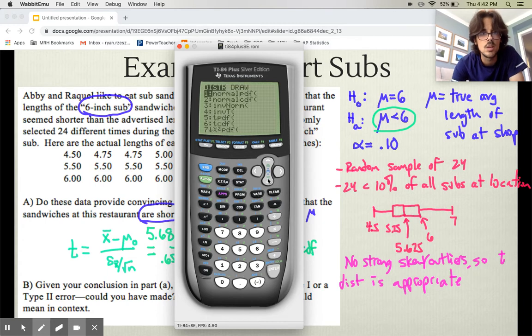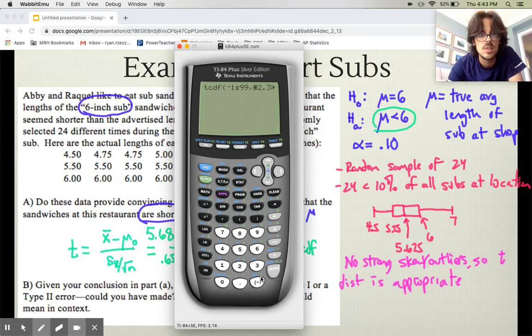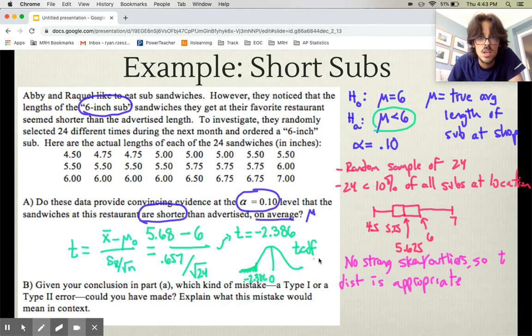Let me see if I remember. I don't remember what order the commands go in. So I'm going to choose second distributions. I'm going to go TCDF. My lower is a small number, that's fine. My upper was negative 2.386. In my degrees of freedom, I had 24 subs. That's 23 degrees of freedom. And if you type it in, you probably should use a negative sign to get that correct. I got 0.0128. So 0.0128 is going to be our p-value.